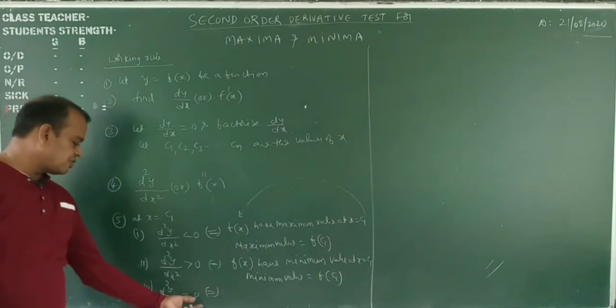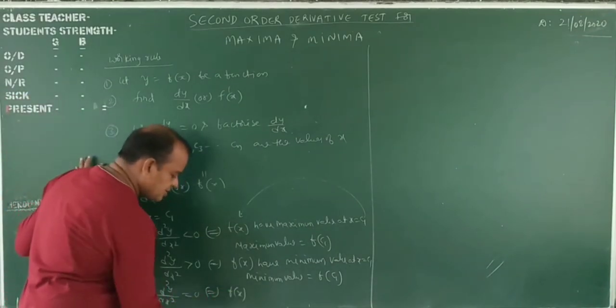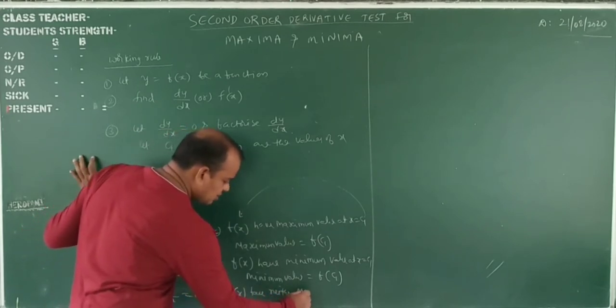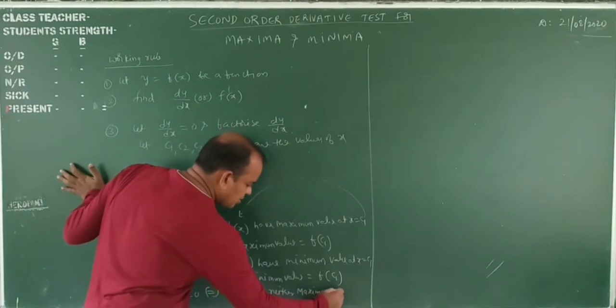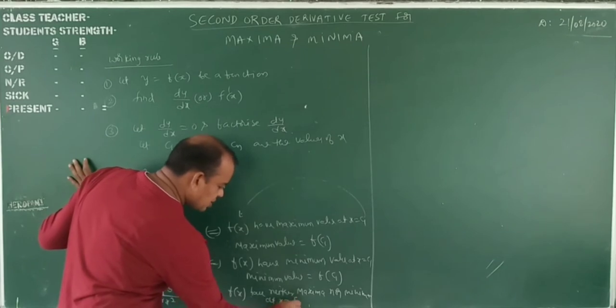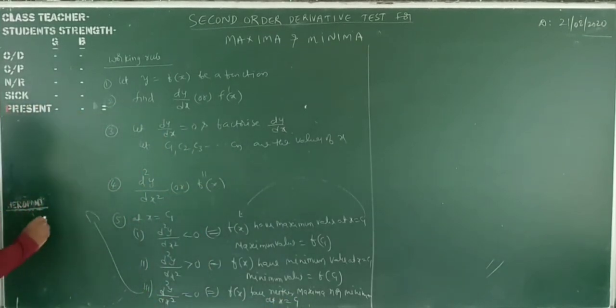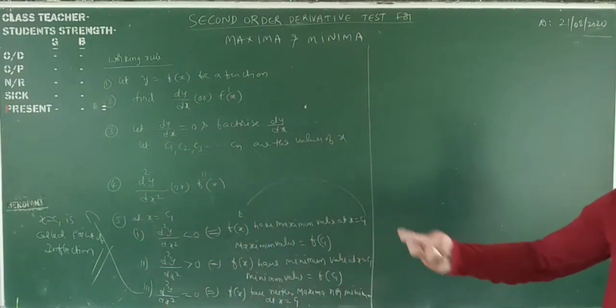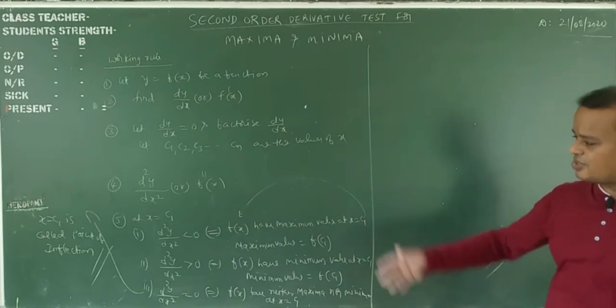If d square y by dx square is equal to 0, it means f of x has neither maxima nor minima at x is equal to c1. In this case, x is equal to c1 is called the point of inflection. That's fine. Simple.